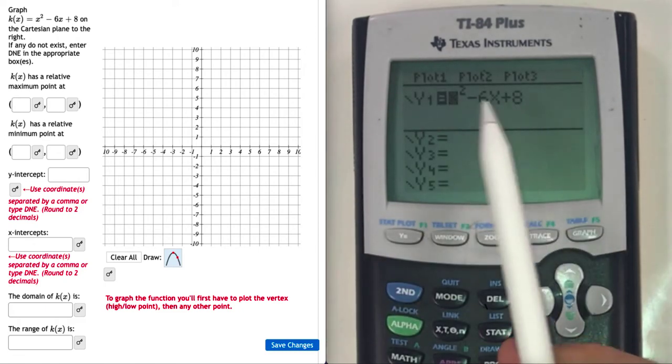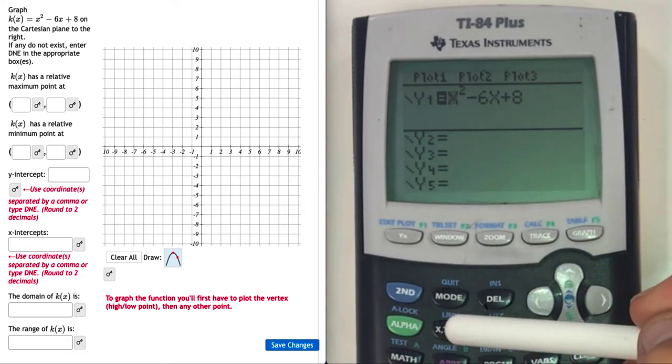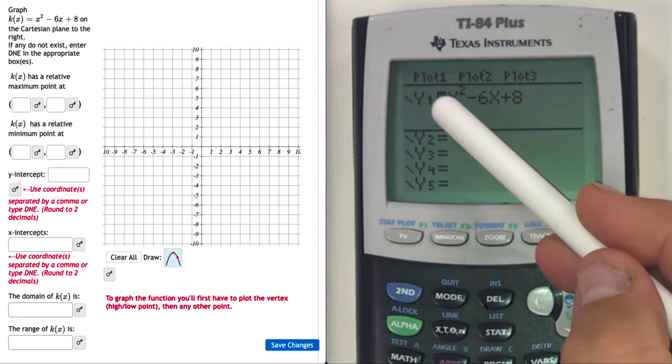When you type in this equation, you're going to use the x key. The x key for using variables is right here next to the alpha key. So when you press this button right here, x, it makes this x show up that you see right here.